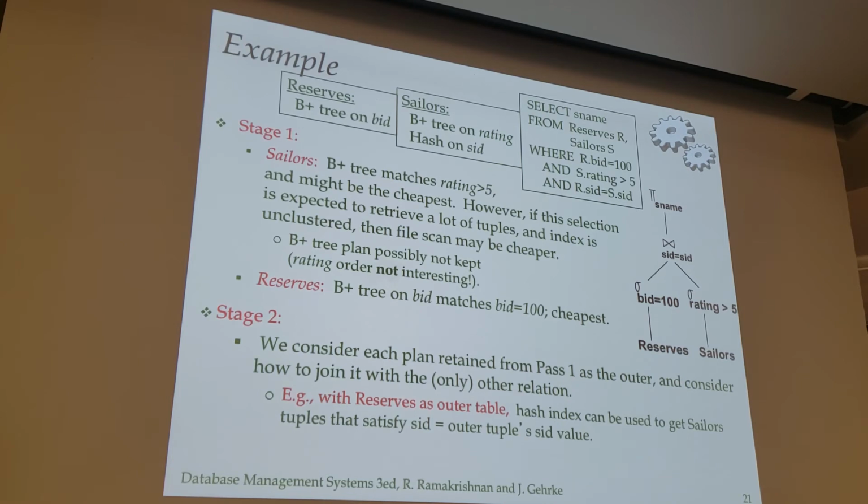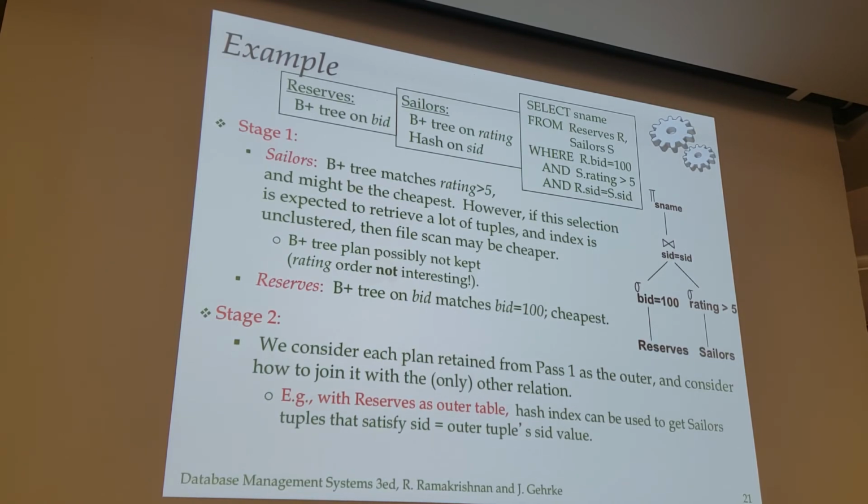Now, for reserves, again, there are two different things that we can consider. One is to go ahead and use the B tree on BID, and the other is to use a file scan. The B tree on BID matches the predicate BID equals 100, and so that's probably going to end up being the cheapest of the plans.